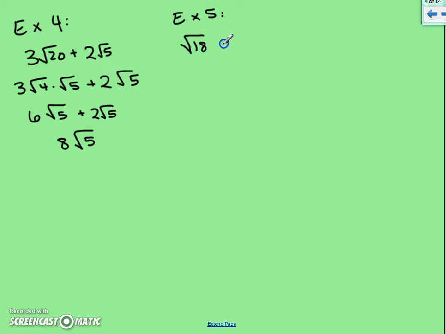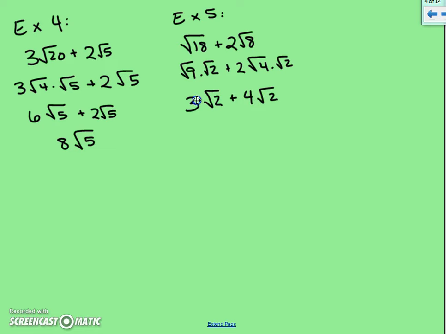We'll go through example number 5 here. We're going to go radical 18 plus 2 radical 8. On this one, we can simplify radical 18 to radical 9 times radical 2, plus 2 times radical 8, which simplifies to radical 4 times radical 2. Radical 9 simplifies to 3. We're left over with radical 2. Radical 4 simplifies to 2, and 2 times 2 is 4. So 4 radical 2. So 3 plus 4 is 7 radical 2.